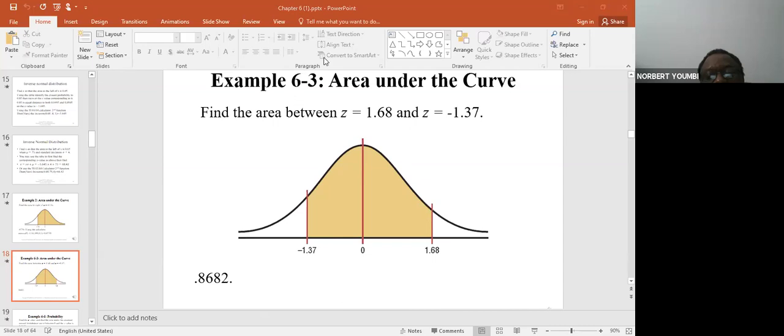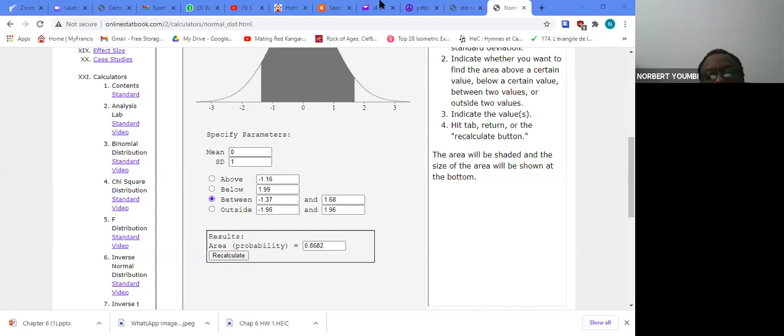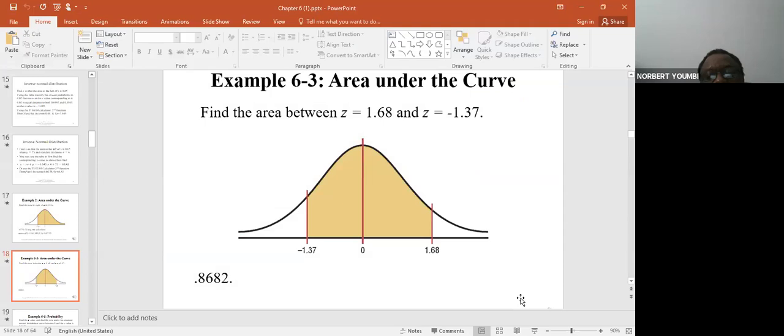So I'll go back to the Google calculator because it is the easiest method to find area. Use Google calculator, and we will choose between. Because it is standard, we keep the mean to be 0 and the standard deviation to be 1. So here is negative 1.37 and 1.68. So we have 0.8682. You can use the Google calculator to find the area.